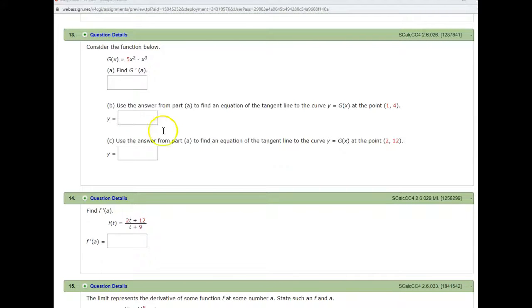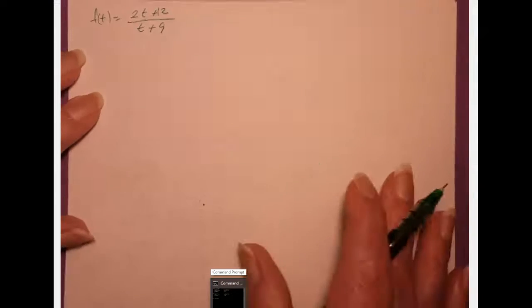Number 13, they're asking you to find g prime of a first. So we've done a couple of problems like this. You want to do this by hand using one of the limit definitions. I recommend you practice them both. And I'll work here at number 14 because we have a new trick. We're going to have to do an LCD on number 14. So let's practice this. So I'll do this using both definitions.